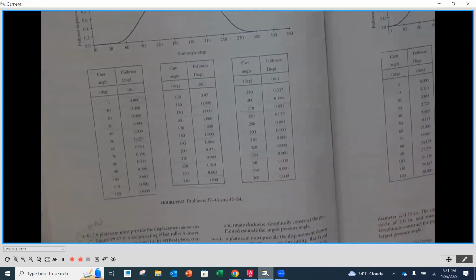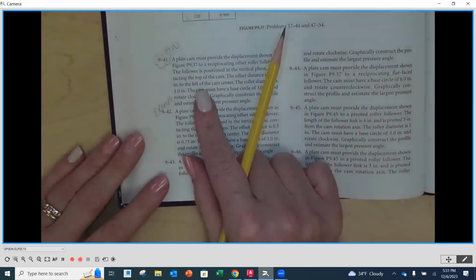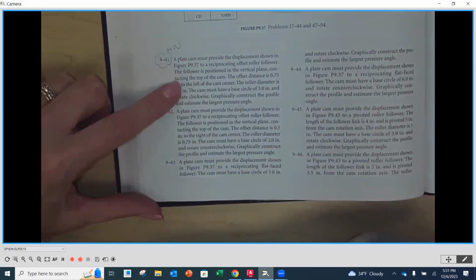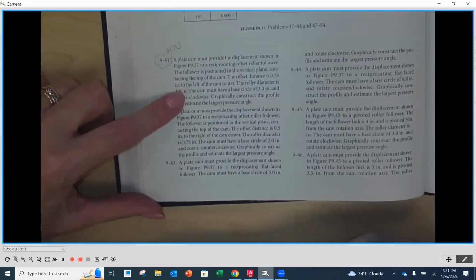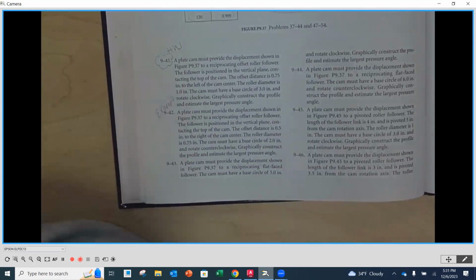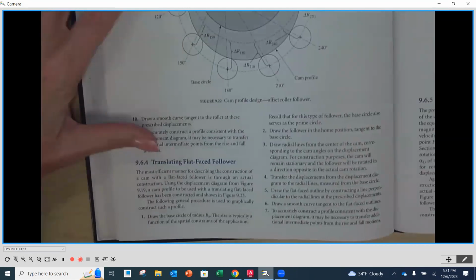Then the next one that you have is going to be number 41. Now, number 41, this is a plate cam again. This is an offset roller. The follower is positioned in a vertical plane, contacting the top of the cam. The offset distance is 3/4 of an inch to the left of the cam center. The roller diameter is 1 inch. The cam must have a base circle of 3 inches, and it rotates clockwise. Okay, graphically construct the profile of this one. Now, this one is a little different than what we see in our illustration.